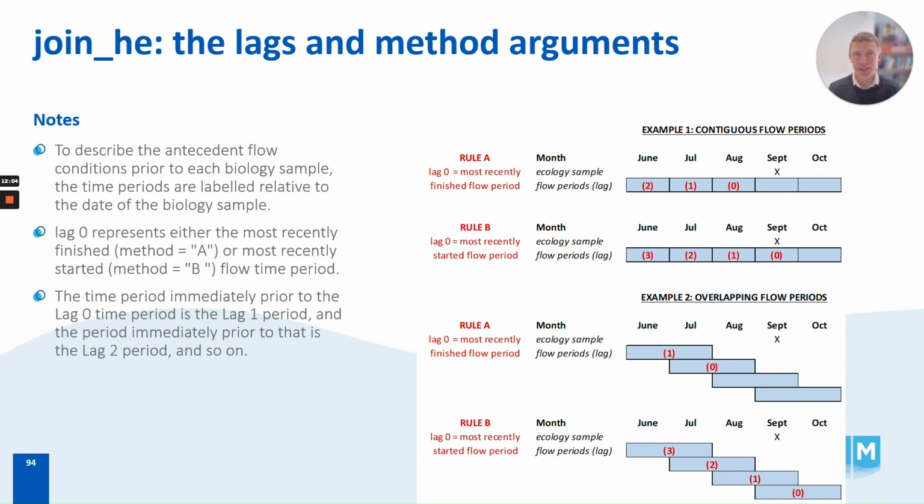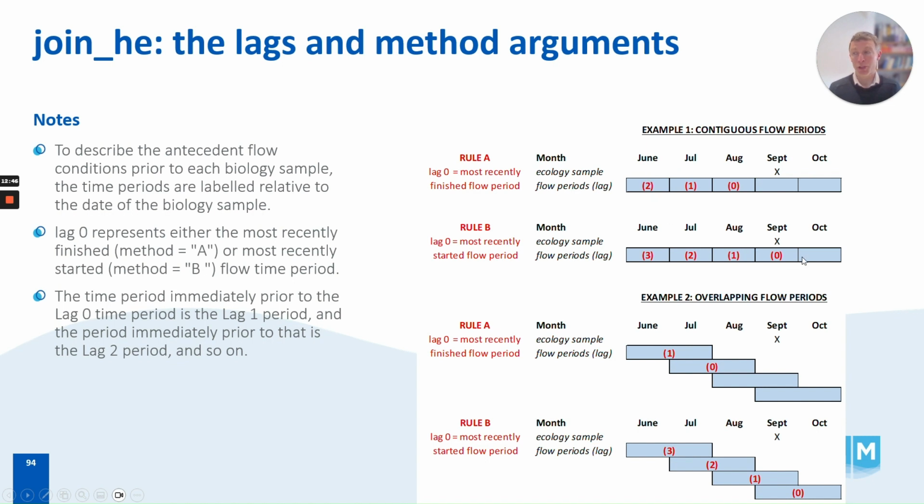In the examples you can see on screen at the top, we've got a series of contiguous flow statistics for each calendar month. We can then define the lag 0 time period as the one for either the most recently finished time period, which we call method A, or the most recently started time period, method B. So in the example on screen here, we have a biological sample collected in the middle of September. And using rule A, the most recently finished flow time period is the August time period. So that's lag 0. And then we count back from that. So July is lag 1, June is lag 2, and so on.